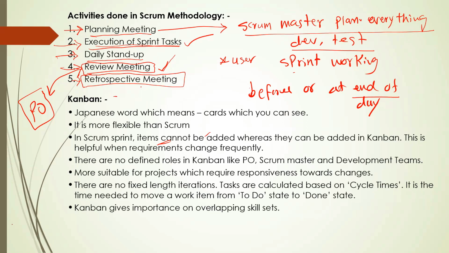Now retrospective meeting means avoiding previous mistakes which you had made inside the previous project, to avoid those mistakes and to get better results in another project. This is called a retrospective meeting. I hope that these activities which they are going to do inside the Scrum methodology are clear to all of you.